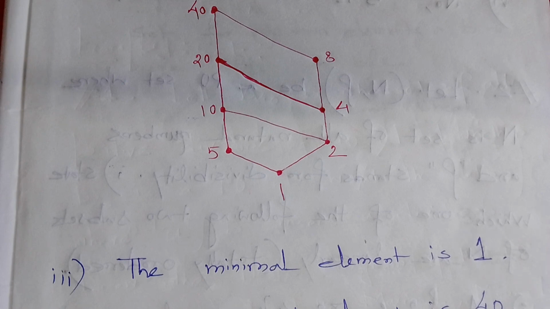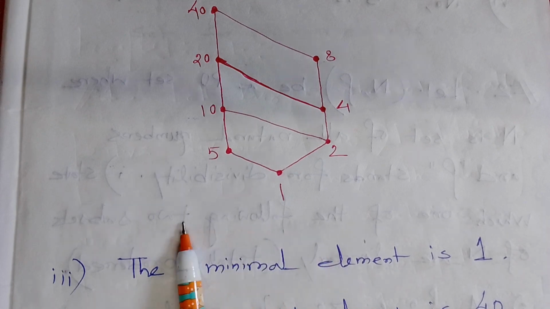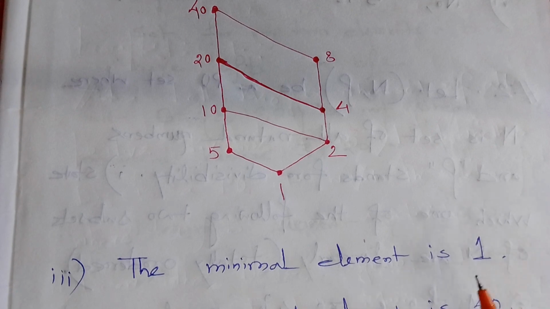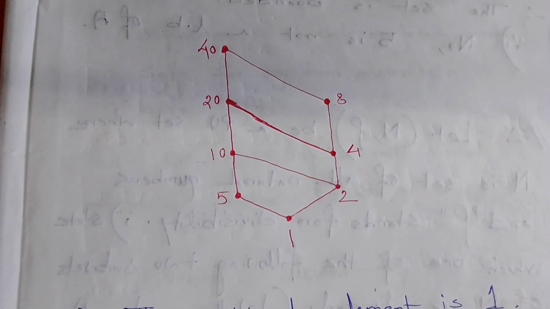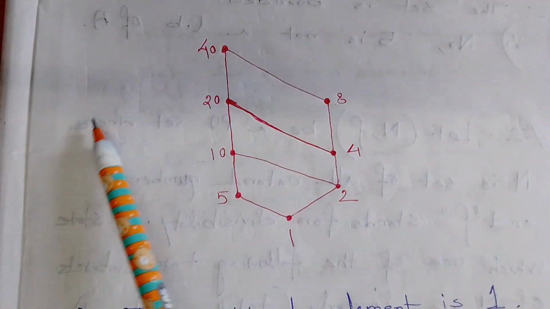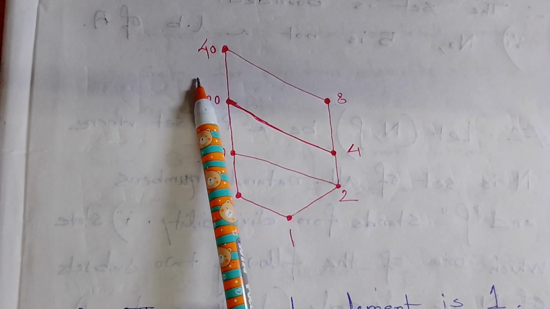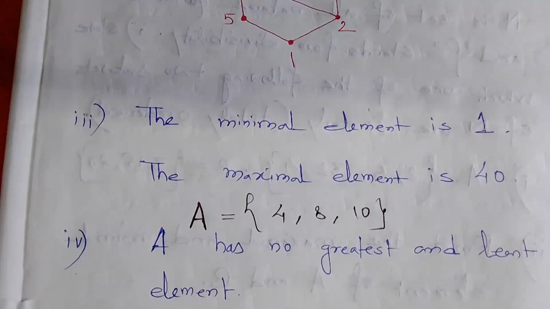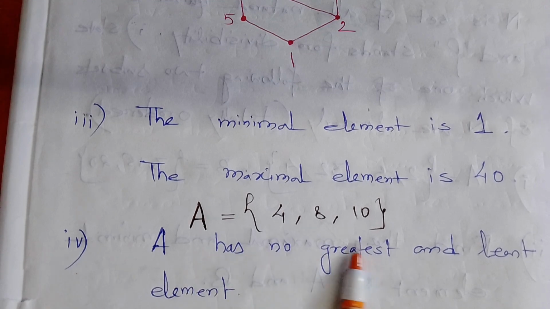Clearly the minimal element of this Hasse diagram is 1, because no other element precedes 1, so 1 is the minimal element here. And the maximal element is 40, because no other element succeeds 40, so 40 is the maximal element here. Now the greatest and least element. We have to find the greatest element of this subset as well as the least element of the subset.